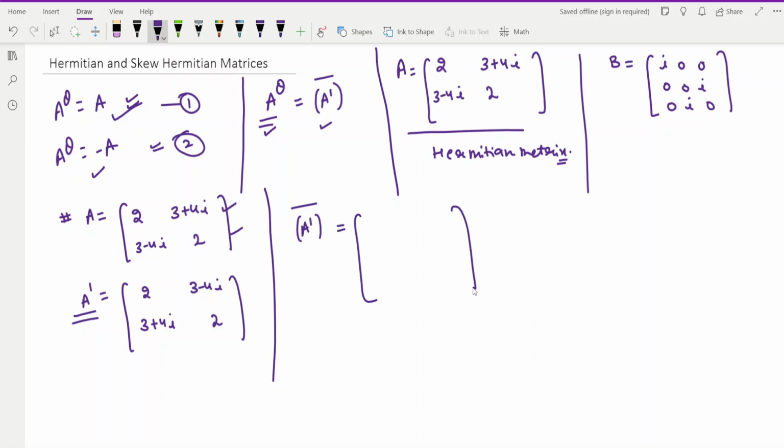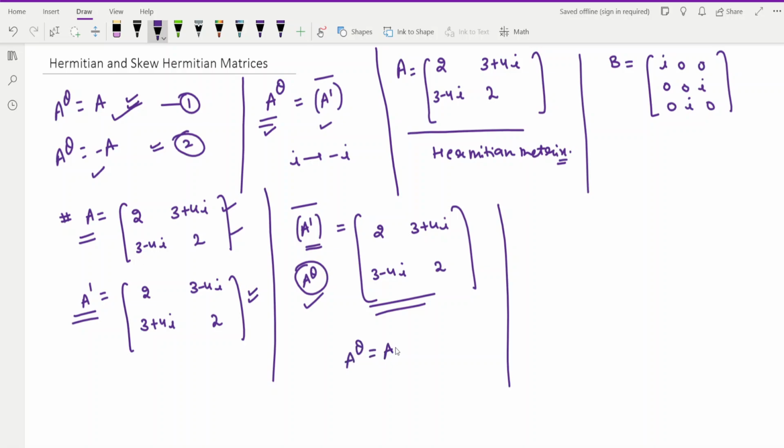Whenever we take the conjugate of any matrix, what do we do? We replace iota by minus iota. So in this particular matrix, I will be replacing iota by minus iota. It will become 2, 3 plus 4 iota, 3 minus 4 iota, 2, and this is A theta. Now let me check: A theta is this, and matrix A is this. Are these two matrices equal? Yes, they are equal. So we can easily say that since A theta is equal to A, A is a Hermitian matrix.